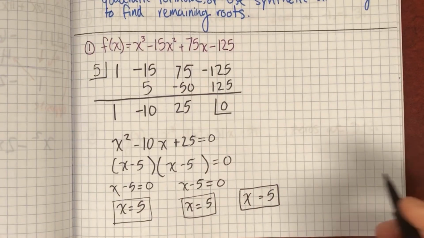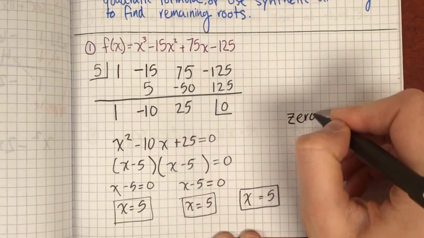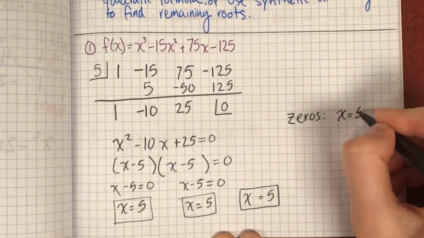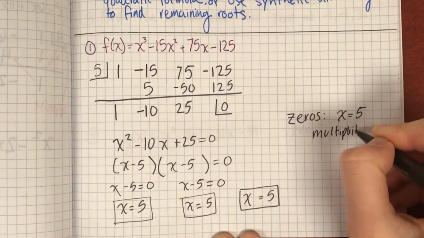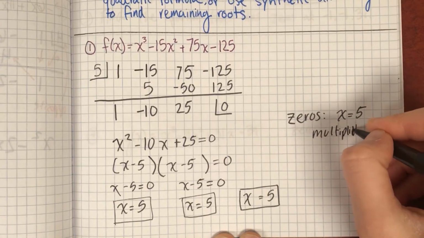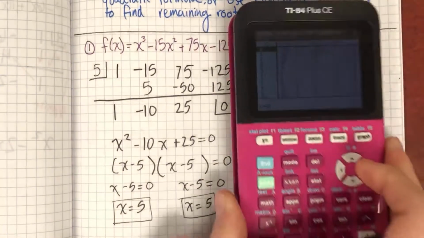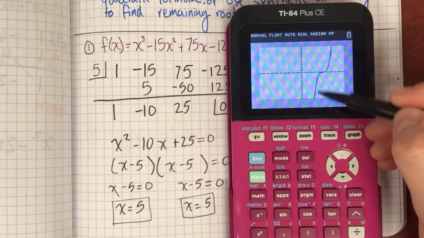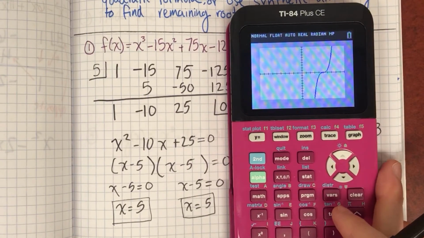So here, we can look at the zeros. We can say our zeros are x equals 5 with a multiplicity of 3, which makes sense because looking at our graph, it bends at that 0, which is what happens with a multiplicity of 3.